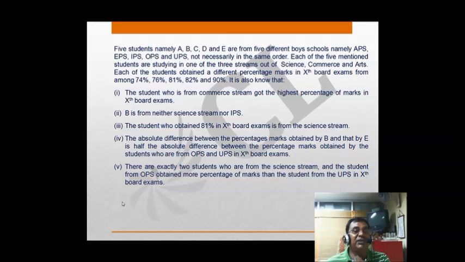Yeah, 5 students, namely A, B, C, D, E, are from 5 different boys' school, namely APS, OPS, UPS, not necessarily in that same order. Each of them are studying in one of the 3 streams of science, commerce, and arts. I've already left one thing, so I need to do this. Otherwise, I'll be in a problem. So let's read and let's do it little properly, because otherwise we cannot function. We'll be having little bit of problem.